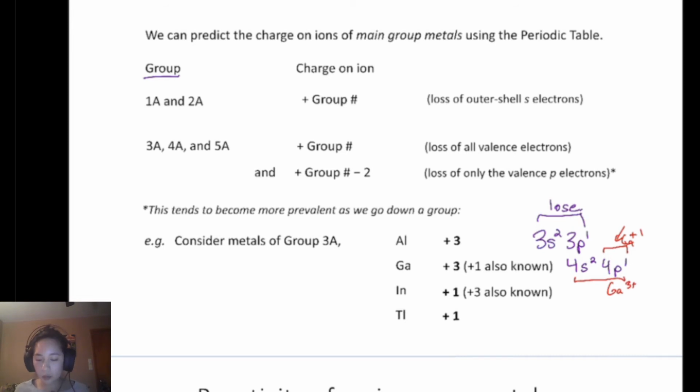And so you can see where that one comes from, that you're most likely to lose that lonely 4p electron to produce a gallium +1. All right, so if we continue down the group, under gallium is indium. If you're going to see an indium ionic compound, it'll most likely be an indium +1 compound, but indium +3 also exists.